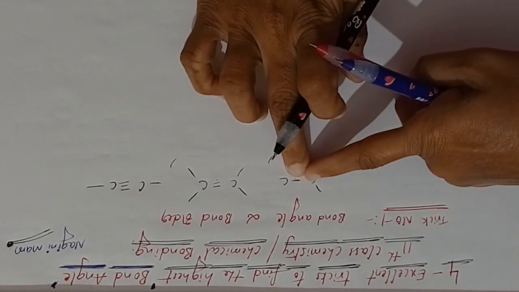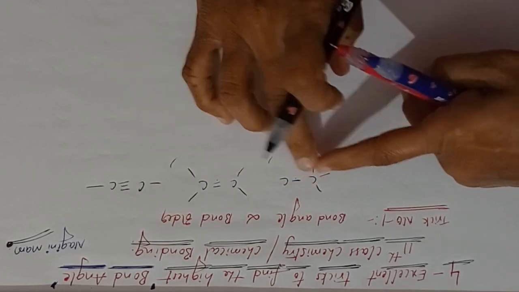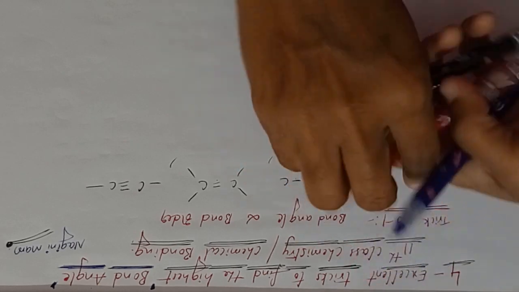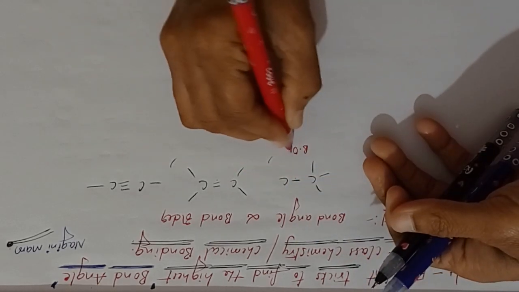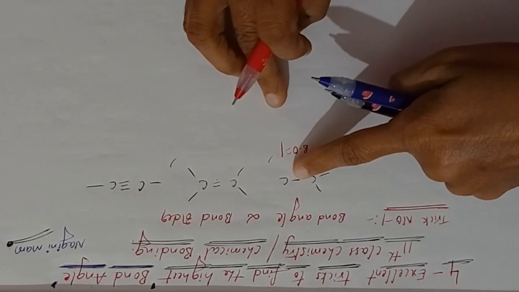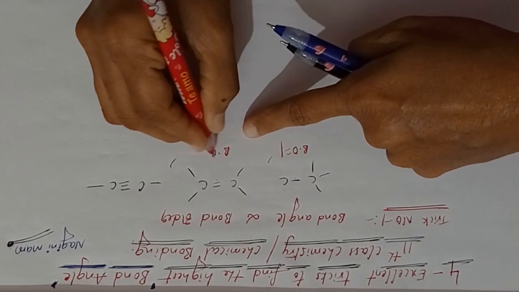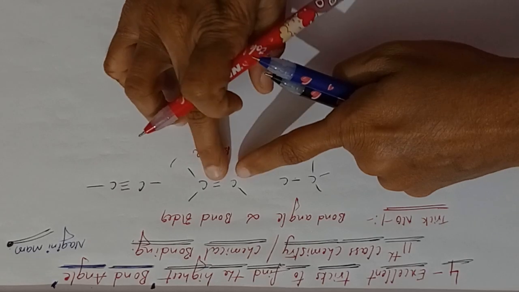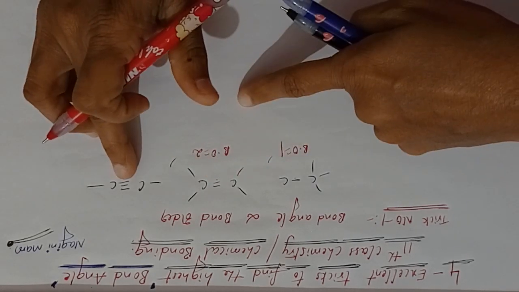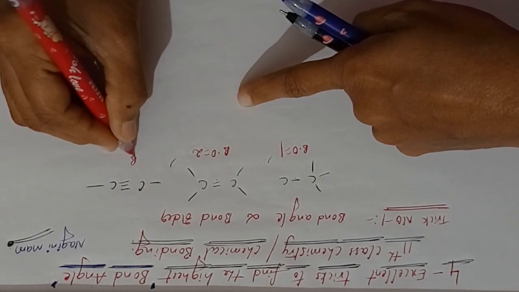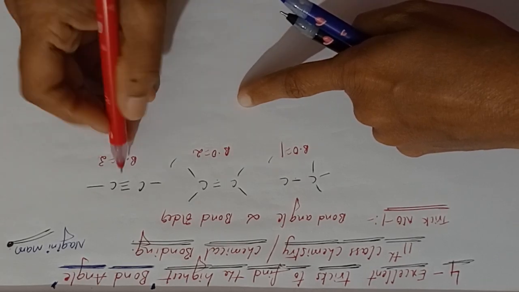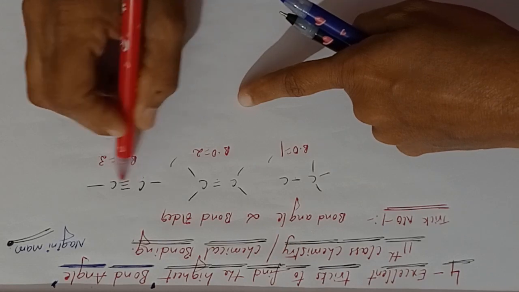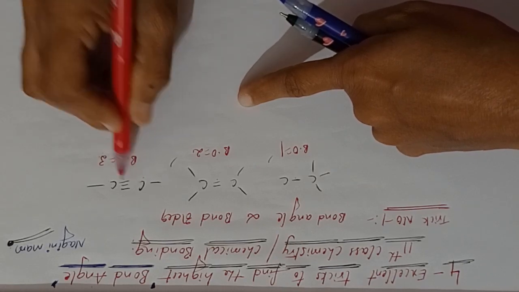That means bond order equals 1, here bond order is 2. Between the two carbon atoms, a single bond is there: bond order 1 means the nature of the bond is a single bond. Bond order 2 means the bond between the two carbon atoms is a double bond. Here is a triple bond, the bond order is 3.